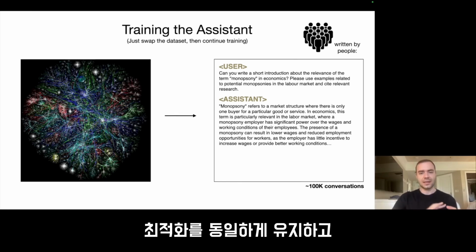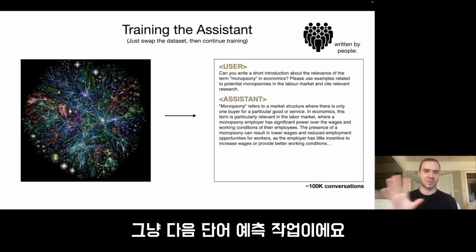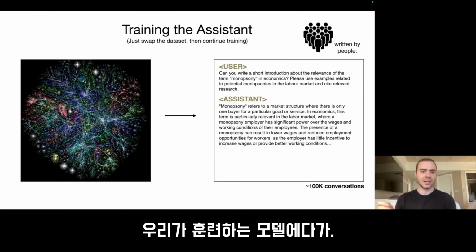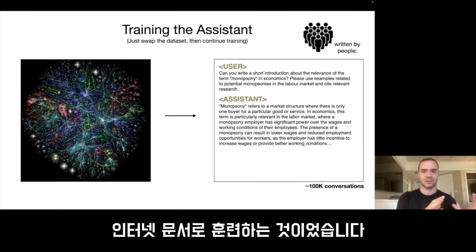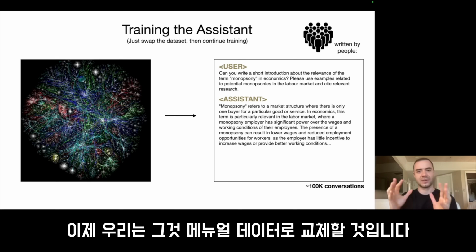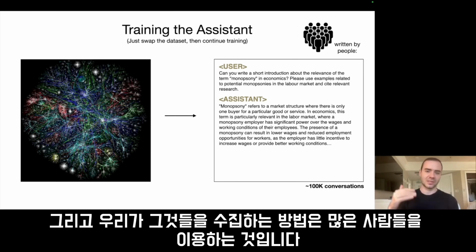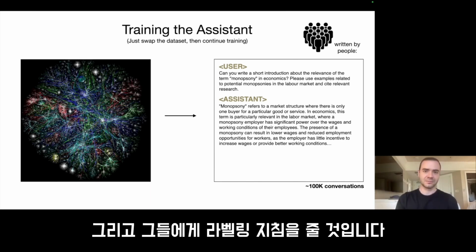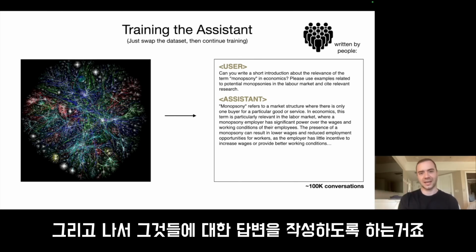We basically keep the optimization identical, so the training will be the same. It's just a next word prediction task, but we're going to swap out the data set on which we are training. It used to be that we were trying to train on internet documents. We're going to now swap it out for data sets that we collect manually. And the way we collect them is by using lots of people. Typically a company will hire people and give them labeling instructions, and they will ask people to come up with questions and then write answers for them.